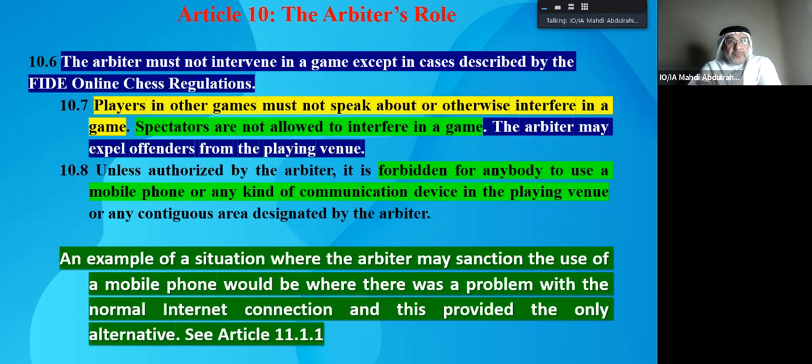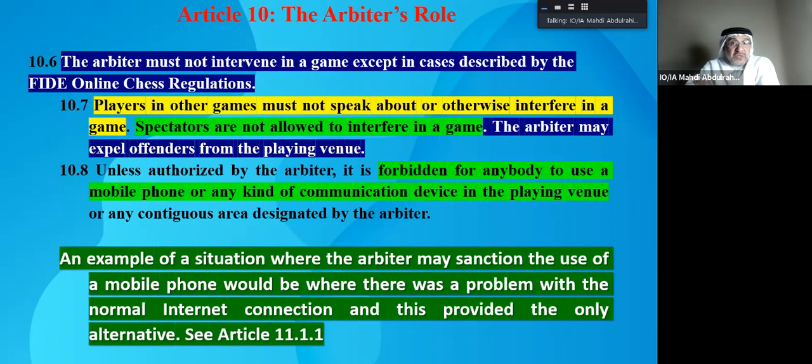Then we have that the arbiter must not intervene in the game except in cases described by the FIDE online chess rules. What type of cases? One of them, if there is, for example, a dead position, here the arbiter intervenes, stops the clock and calls a draw. Or sometimes maybe the platform gives a draw, but the game is still running. Maybe there is bishop against bishop, different color, and there is a winning chance. So let them play until 50 moves.